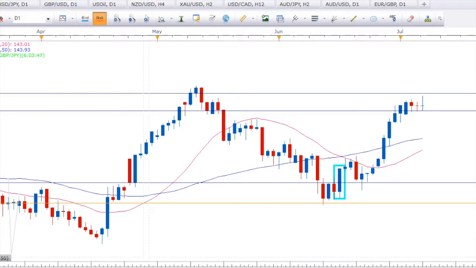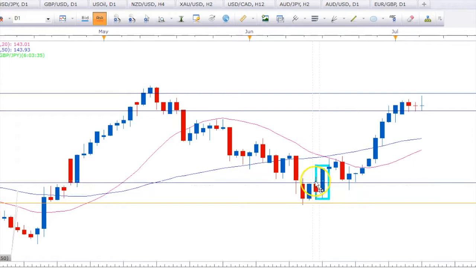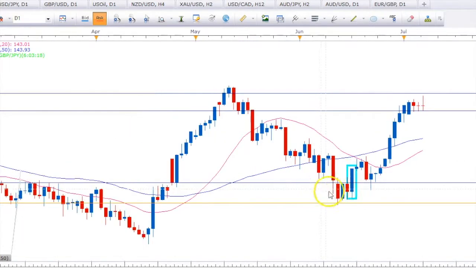A bullish engulfing pattern is when a small black or red candlestick is followed by a large white or green candlestick that completely engulfs the previous candle. As I've highlighted right here, here is the small body candle and here is the large bullish candle, blue or green, depending on what colors you chose for your platform. We see here that it engulfed this candle right here.